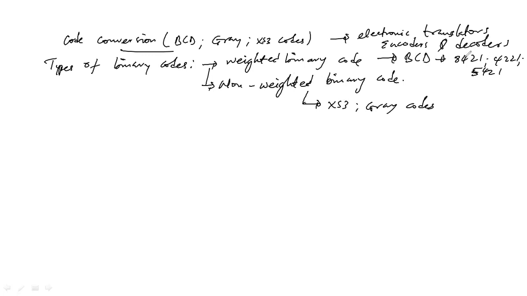Now, the BCD codes are weighted because they have weights assigned to each binary digit. It should be noted that while binary variables are used to represent information, logic gates are simple digital circuits that take one or more binary inputs and produce a binary output.